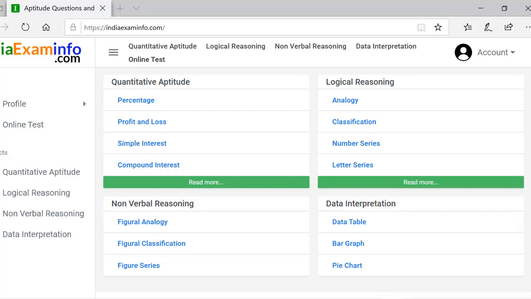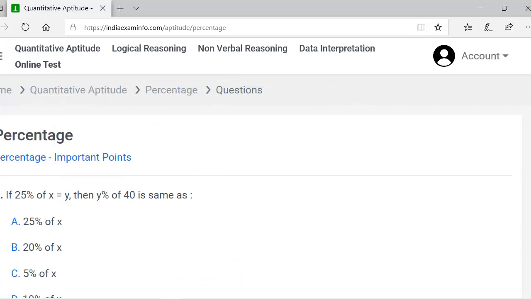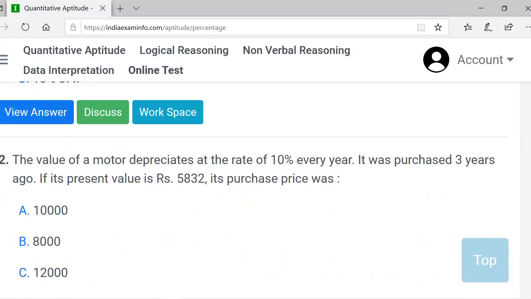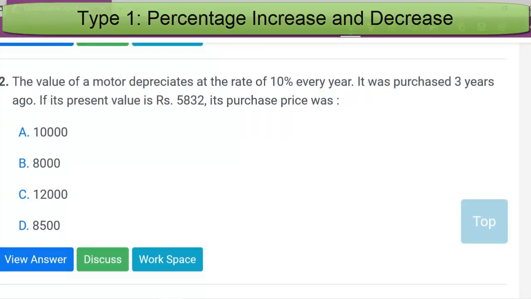For this I'm going to an online resource, a website, and then I'm picking the question on percentage. Then I'm picking the relevant question. So this is question number 2. This is a question of one type we are looking for. So first let's read the question.